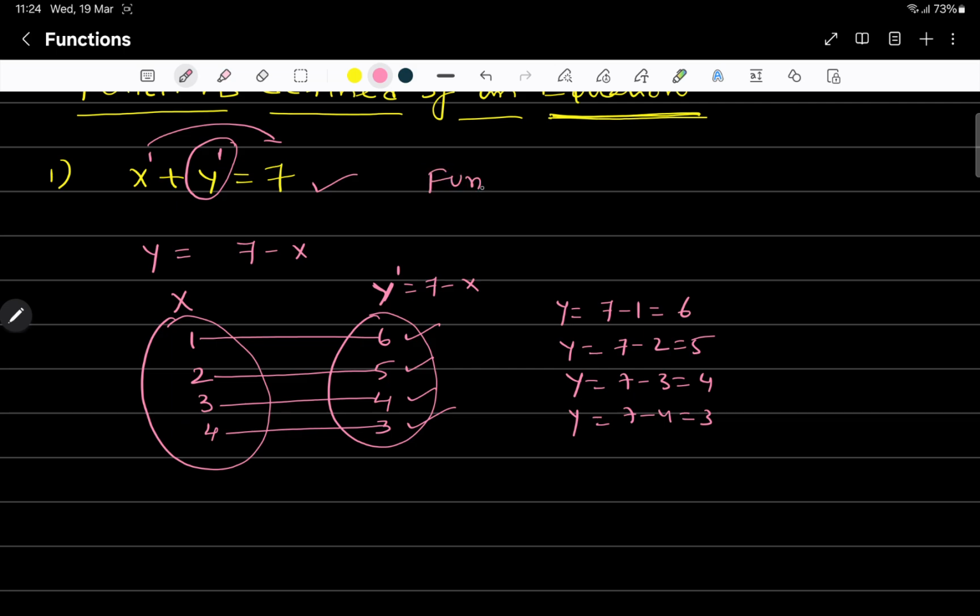This equation defines a function. So you can remember blindly: if the degree of y is 1, then it is always a function. Understand? One more example I will give, you just wait. Okay, now see one more example.